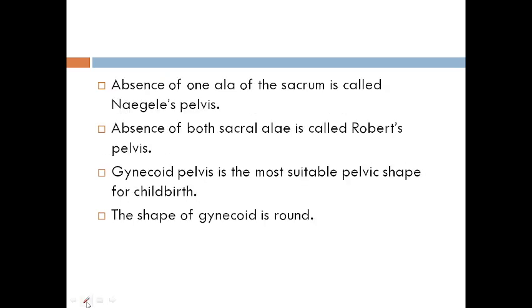Then coming to the pelvis. Absence of one ala of the sacrum is called Naegele's pelvis. Absence of both sacral ala is called Robert pelvis. Gynecoid pelvis is the most suitable pelvic shape for childbirth. The shape of the gynecoid pelvis is round.